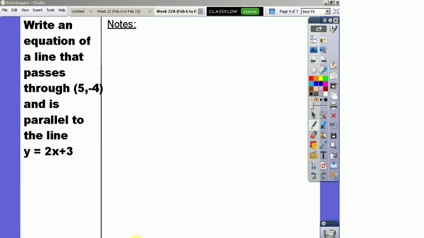Okay, so it says write an equation of a line that passes through 5, negative 4, and is parallel to the line y equals 2x plus 3. So, in order for the lines to be parallel, you have to have the same slope. So what does our slope have to be according to that information?